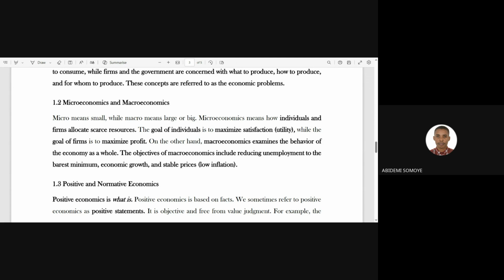So that is the concept of micro and macro. Micro deals with how individuals allocate their own resources in order to maximize satisfaction. Micro also deals with how firms allocate their resources in order to maximize profit, while macroeconomics deals with the economy as a whole, and the objectives of macro include reducing unemployment to the barest minimum, economic growth, and stable prices.